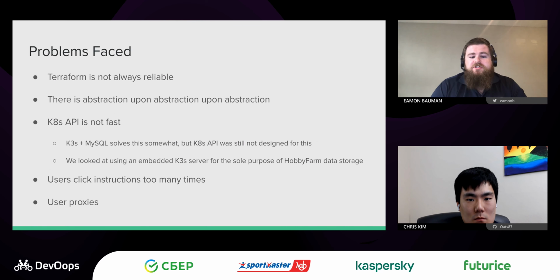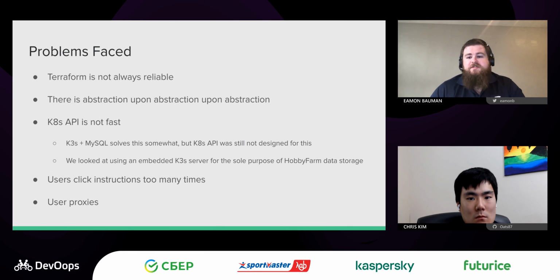Another challenge was users clicking instructions too many times. So let's say that a user has a click-to-run code block. If that code block is not idempotent, the user may run that command too many times and get their virtual machine into a complicated state because the command is not meant to run more than once. We're looking at introducing functionality to limit the number of times a user may click on a click-to-run box so that they don't run into that issue of their own creation.